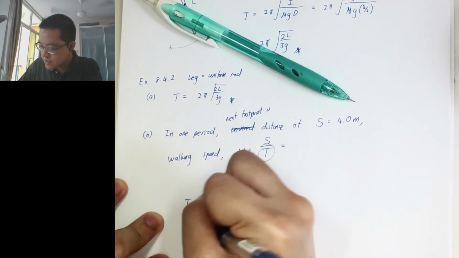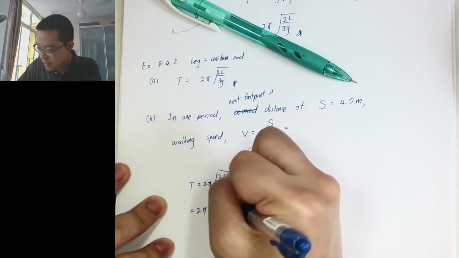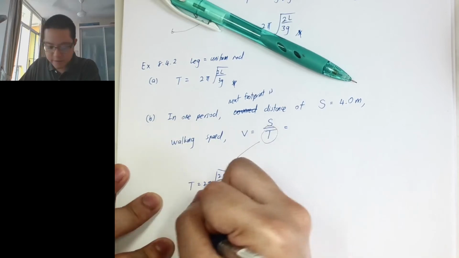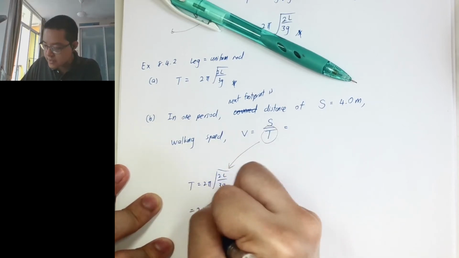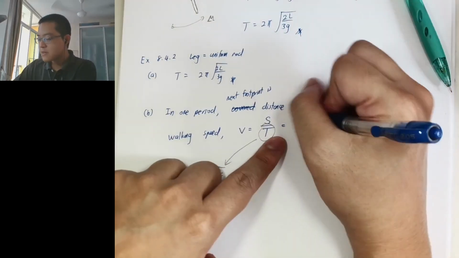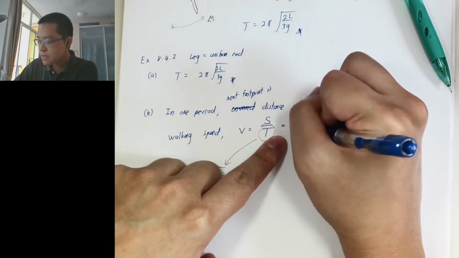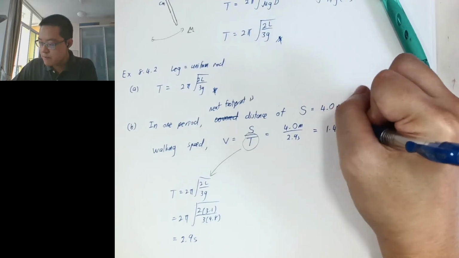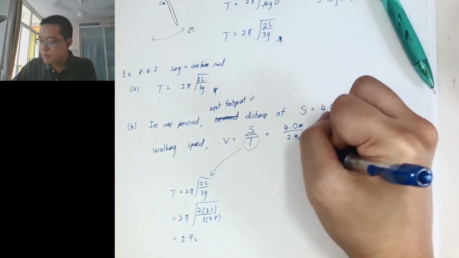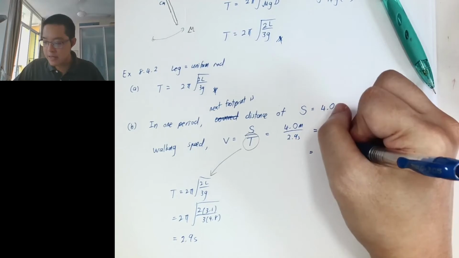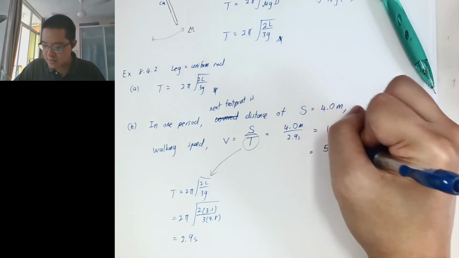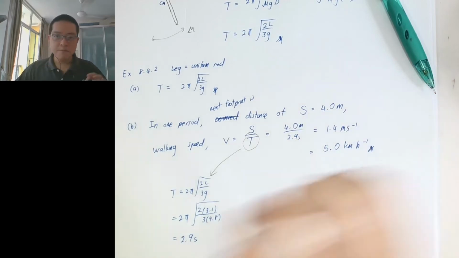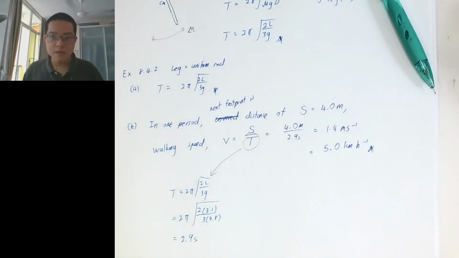If we put in the numbers, it is 2 times 3.1, the length of the leg, and then 3 times 9.8, the gravity. From here you get 2.9 seconds. So the answer is 4 meters divided by 2.9 seconds. In the end it is 1.4 meters per second. And 1.4 meters per second, to make it more familiar to our everyday measurements, is 5 kilometers per hour. So a dinosaur typically walks at about 5 kilometers per hour.